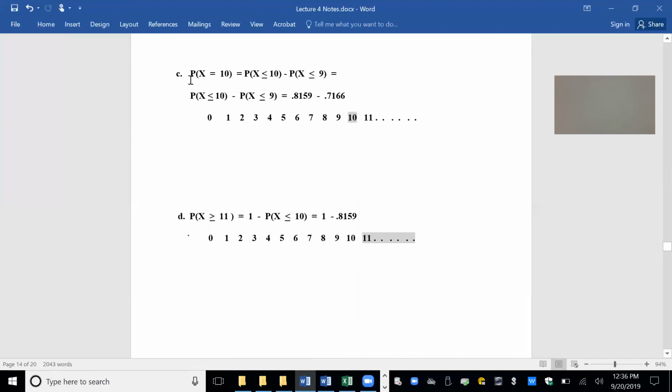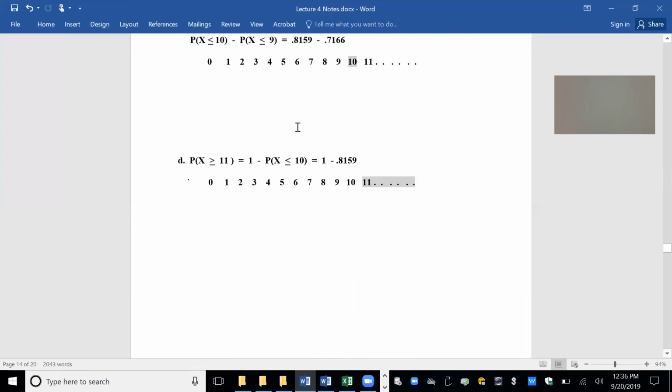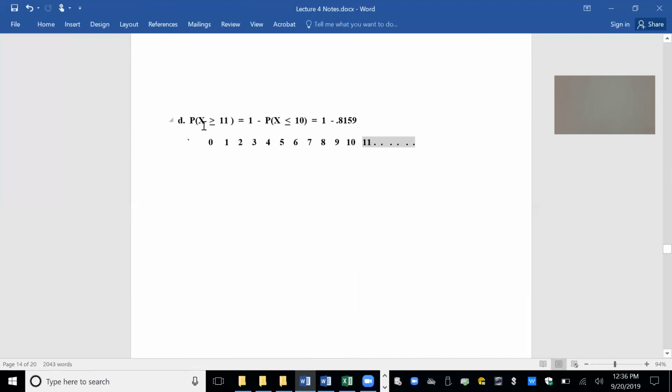This is therapy for me. 10 on the button. Take 10 or less, subtract 9 or less. Got it. 11 or more is 1 minus 10 or less.